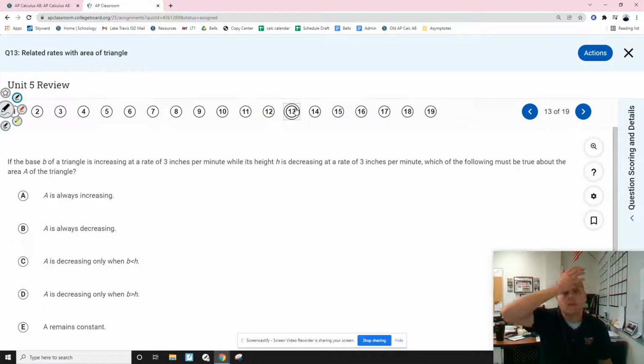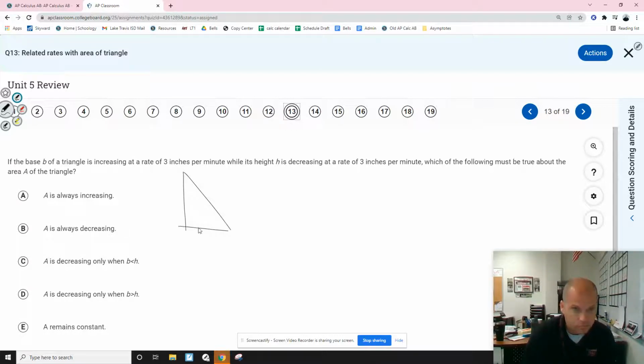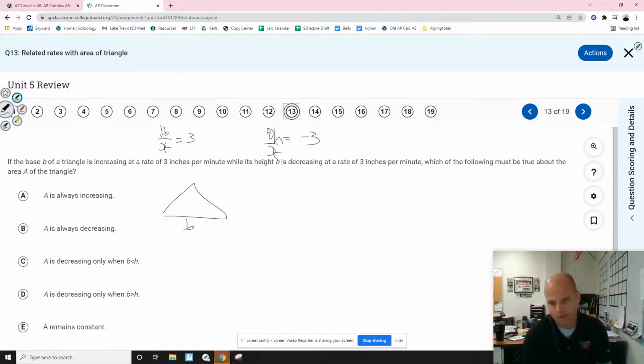If the base B of a triangle, this is a good question. Triangle. We don't know if it's a right triangle, but it's got a base. I'm going to call the base B. dB dt is 3. Oh, shoot. The height is decreasing. dH dt is negative 3. So I'm not loving all these problems so far.